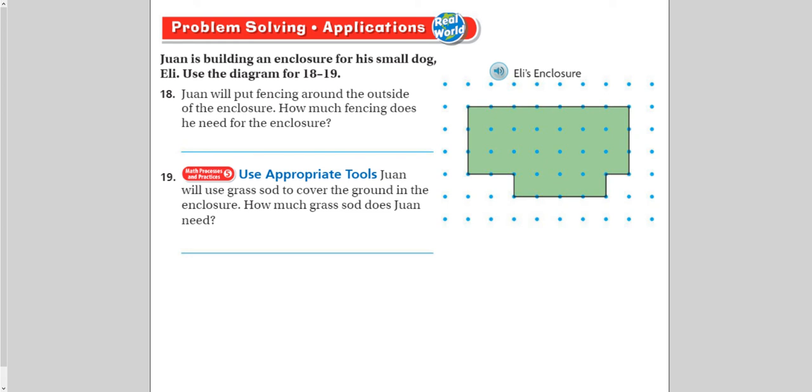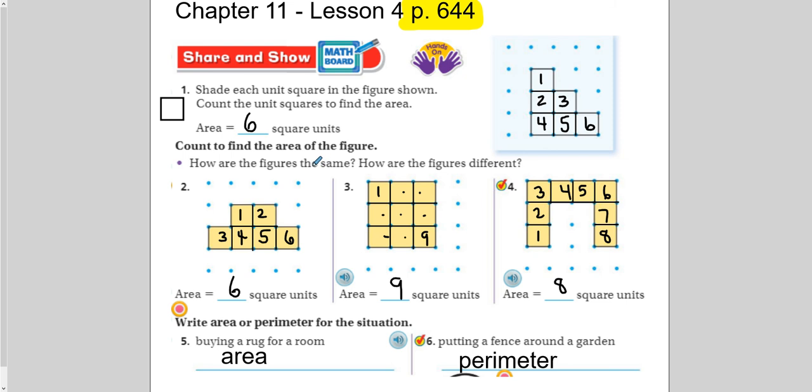Okay, so on page 646 in your Go Math books, there is a question up there I want to take a look at, and it's dealing with the difference between perimeter and area. But before we go to one like this, I actually want to go backwards, and we're going to take a closer look at 2, 3, and 4. All right, and we already know what the area is, but let's see if we can't find the perimeter as well.